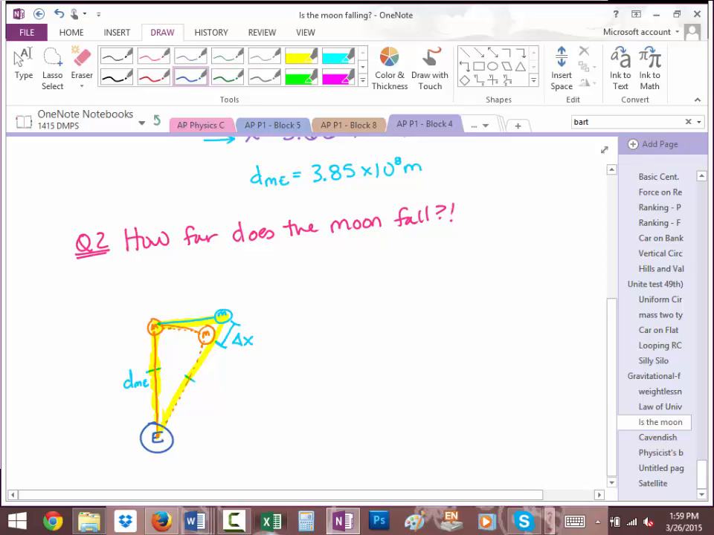Use the Pythagorean theorem. With what? I know this one, right? This is a right angle. So if I'm going to use the Pythagorean theorem, I need to know how many legs? Two of them. Can I figure out what this distance is? Yeah. How? If you know the velocity.